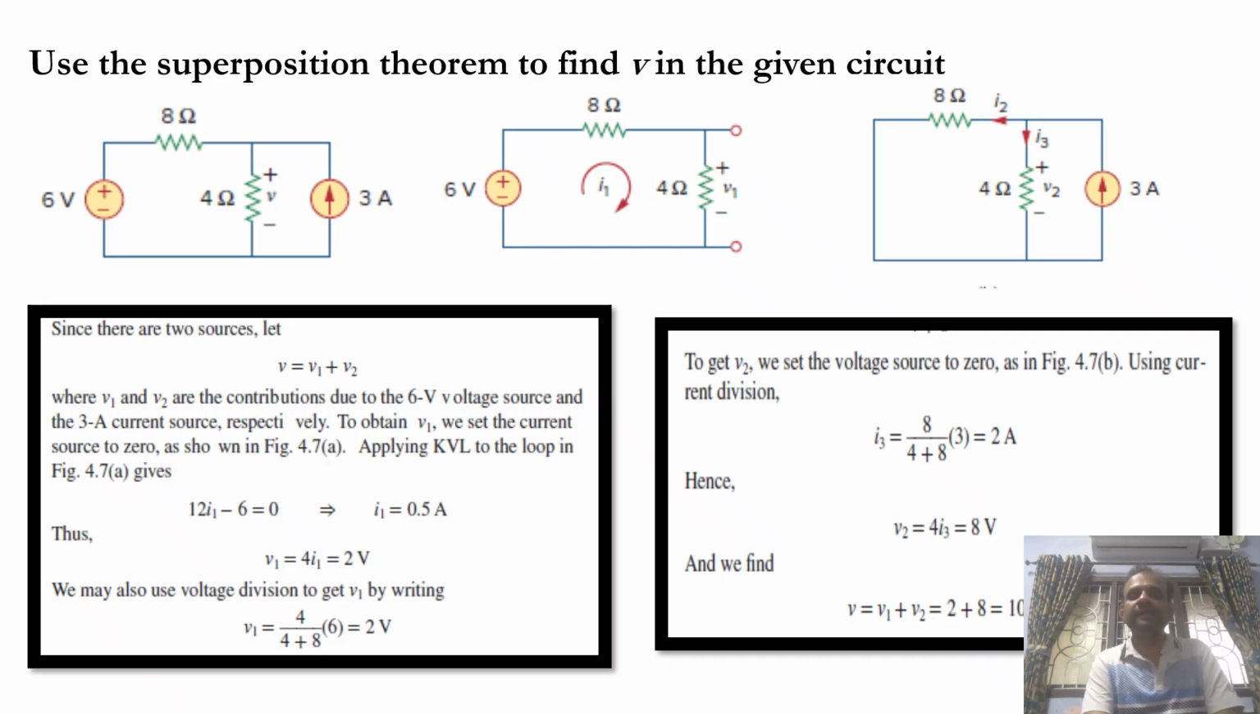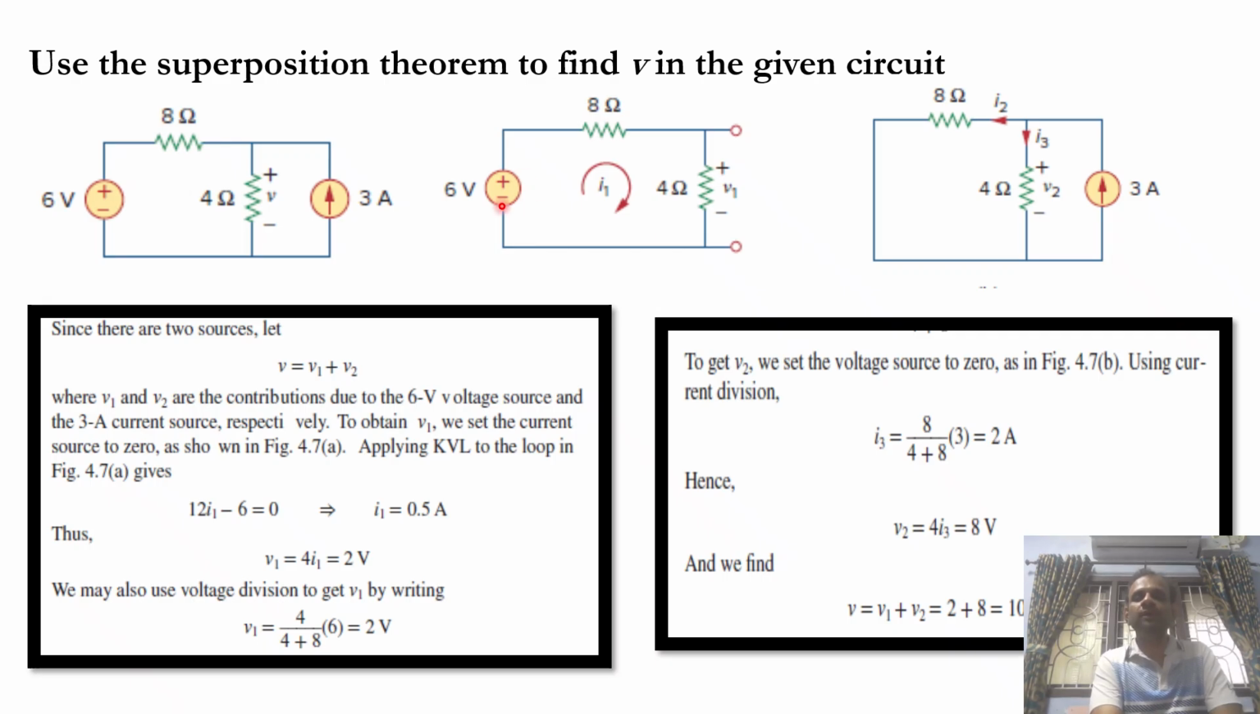An example of the superposition theorem is given here. In the first circuit, you can see a 6 volt battery, 8 and 4 ohm resistors, and a 3 ampere current source connected. This arrow indicates current, plus and minus is voltage, and these two are fixed resistors, with values fixed at 4 ohm and 8 ohm.